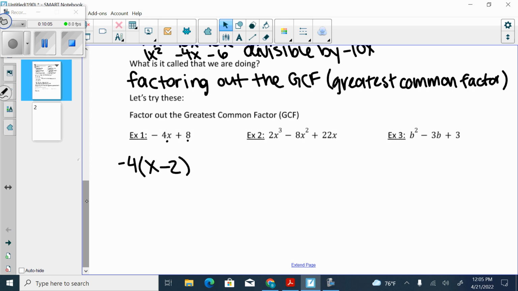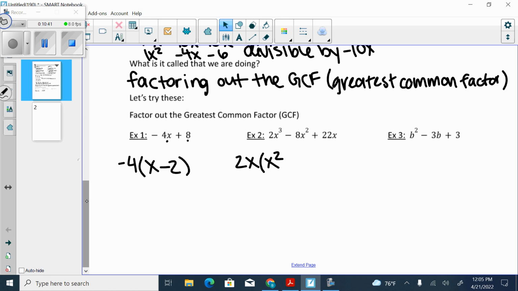Okay, on example 2, what's something that we can take out of 2x cubed, negative 8x squared, and 22x? 2 what? 2x, right, because all of these have an x. So I'm going to put my GCF of 2x out in front. If we divide 2x cubed by 2x, what's left? Very good. All right, when we multiply, we add. When we divide, we subtract. So there was 3. We took 1 out, so just an x squared left.